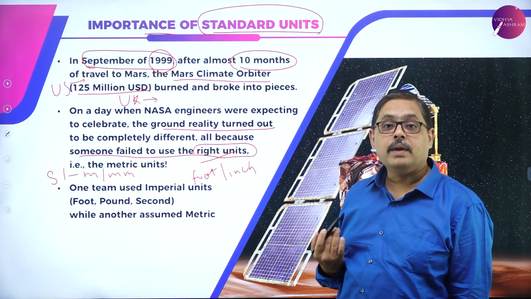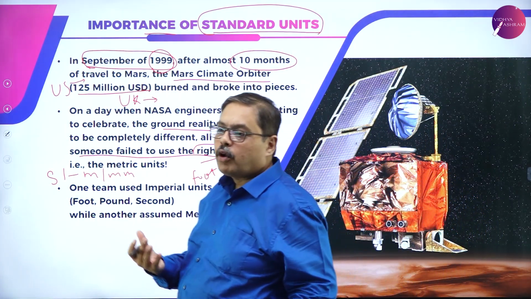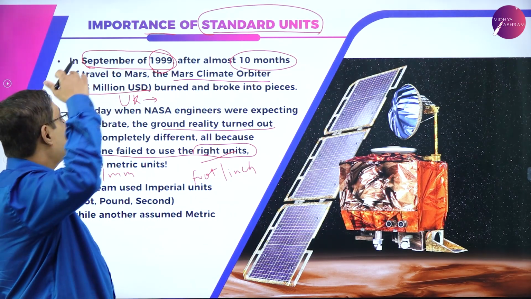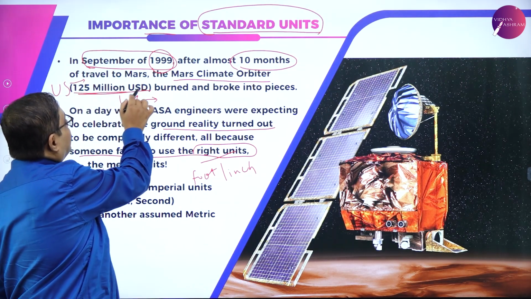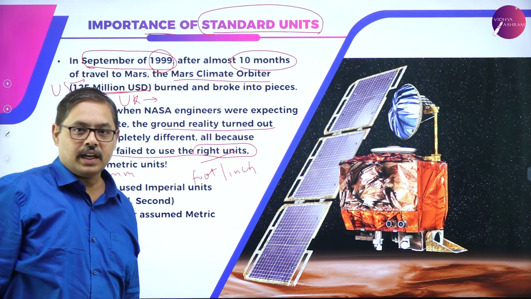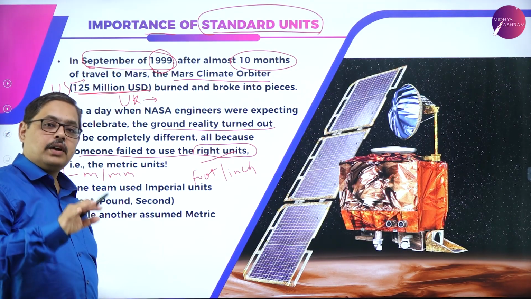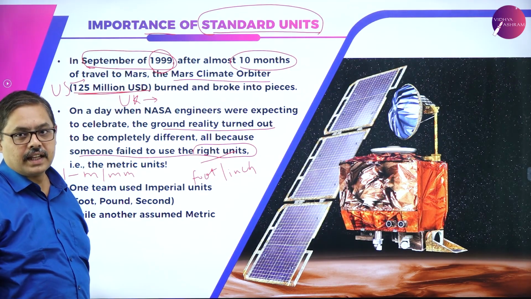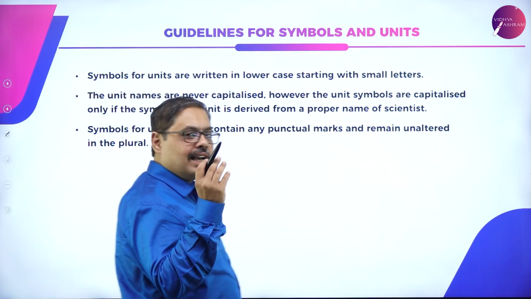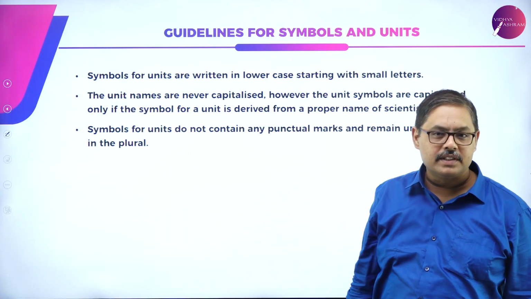Can you make out, just because of two different teams of people employing two different sets of units, what was the loss? The loss at that point of time was $125 million. Is that understandable? So that is the importance of adopting whatever units are required. Finally, there are certain guidelines with which you have to use these units as well as symbols.